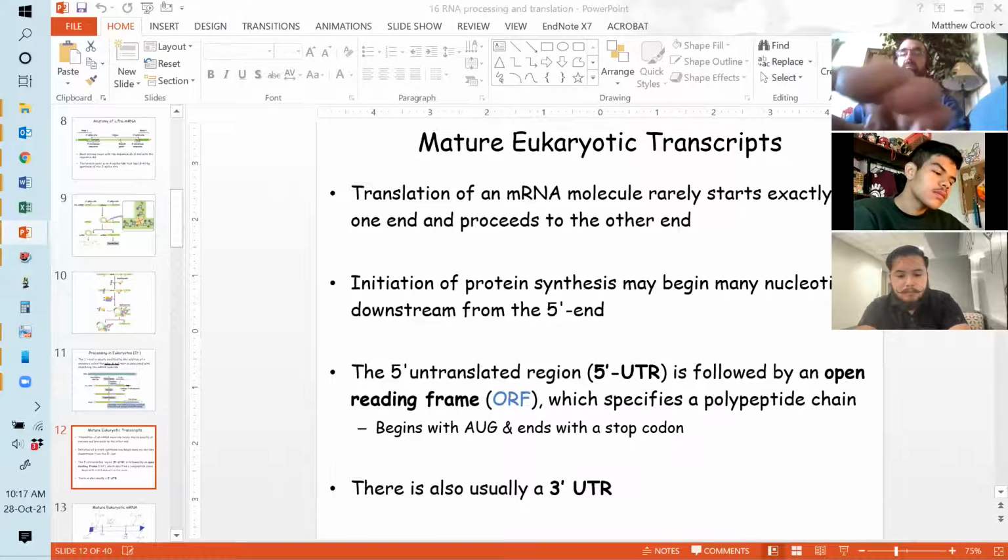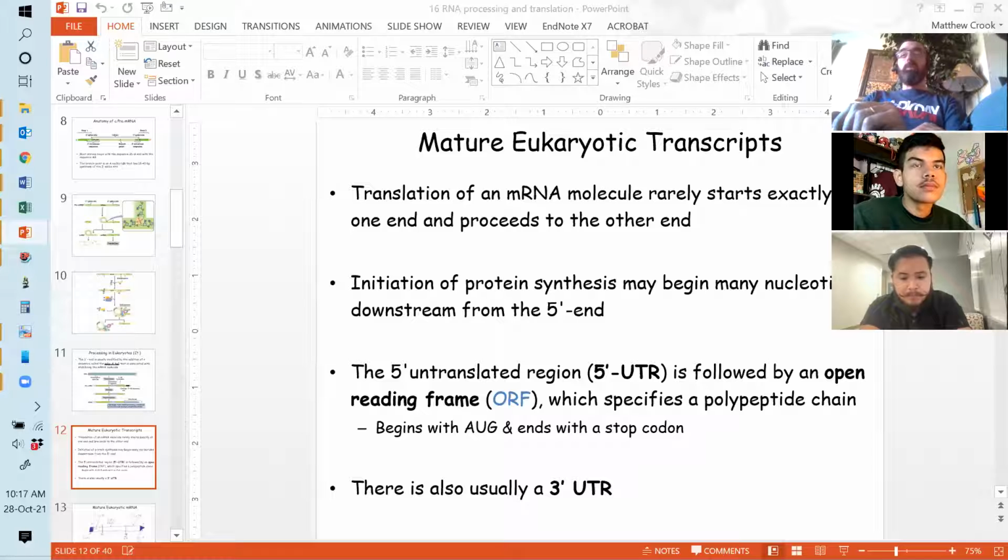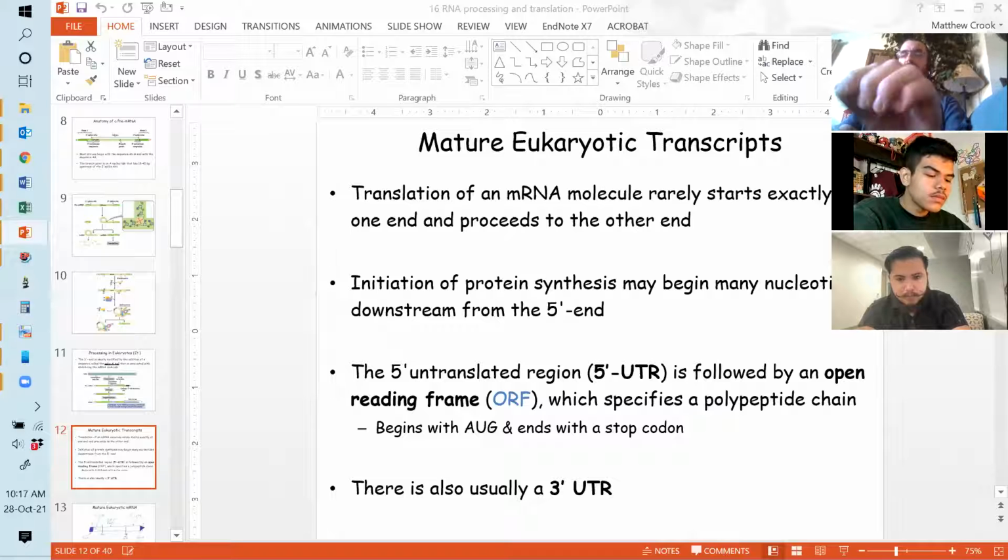And then you have a 3' UTR at the other end. And these can be of varying lengths, right? Basically you want enough for it to be functional, but not so much that it's a waste. A few hundred base pairs from memory. It's a long time since I've looked at one. I'd say probably 200 to 500 base pairs long for the 5', maybe a couple of hundred bases for the 3'. And that's, obviously, the 3' untranslated region.